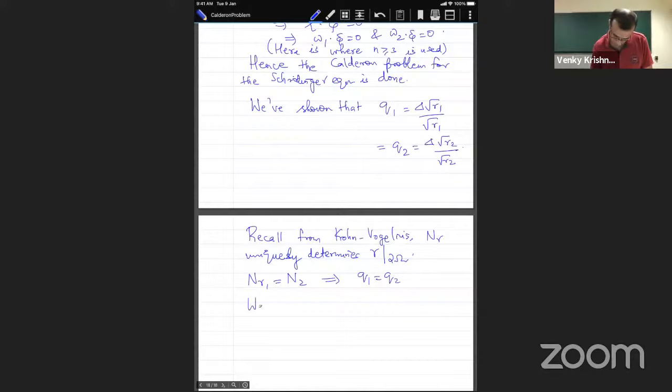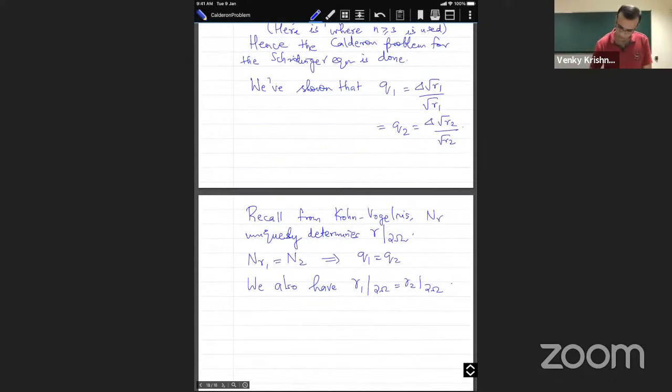We also have gamma 1 restricted to d omega equal to gamma 2 restricted to d omega. So we have this fact as well. Okay, so now because Q1 and Q2 are of this special form, right? So what does this do? This motivates us to look for the following equation.